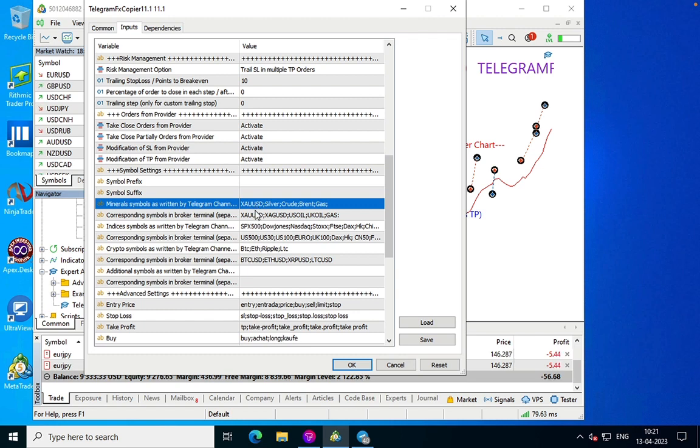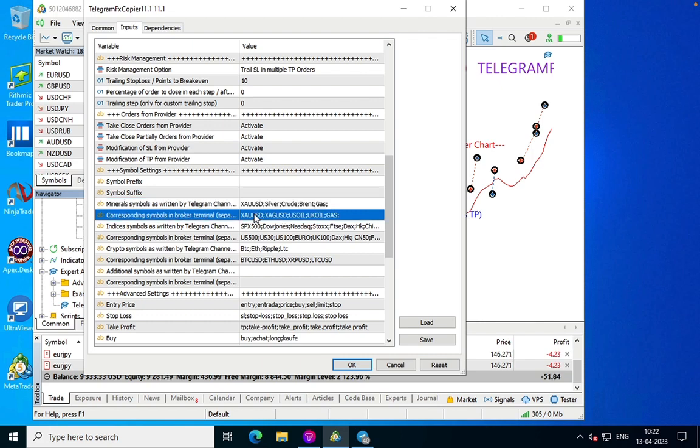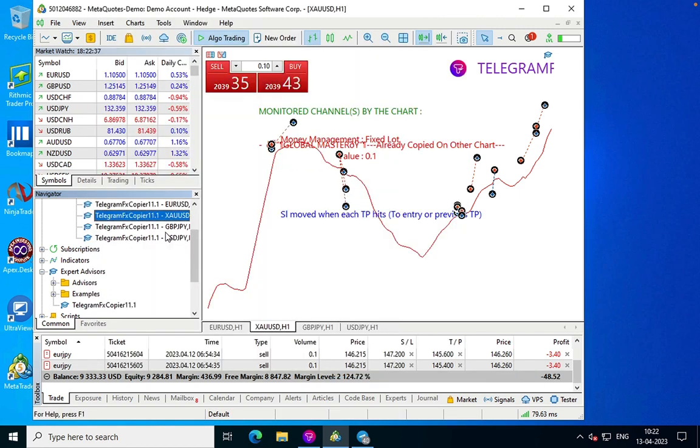The other thing to know is there is a flow. The way that the code is written, there is a flow of symbols that it's going to look for. And so what you need to do is replace the old word with the correct symbol that your provider uses. Okay? And then you'll notice here corresponding symbols in broker terminal. Okay, this is another area that you need to make sure that you understand what symbol your broker uses. Okay, do they use XAU USD? Do they use XAU USD.M? Do they use some other version, some suffix, right? So what we're going to do next is we're going to go take a look.